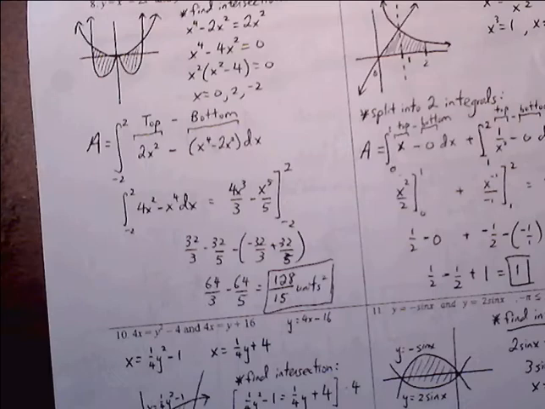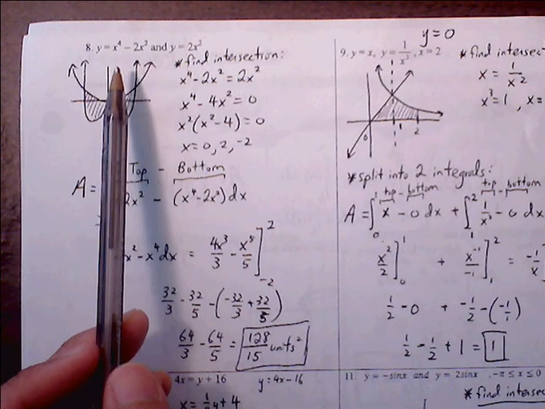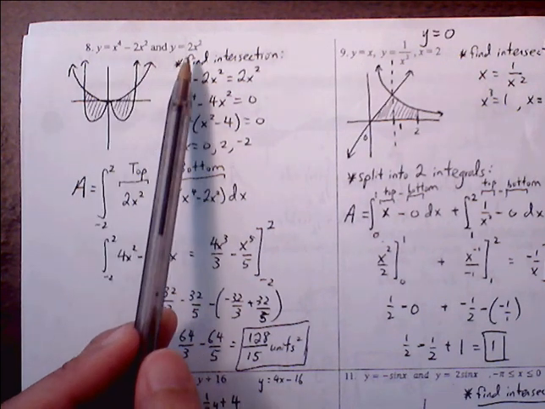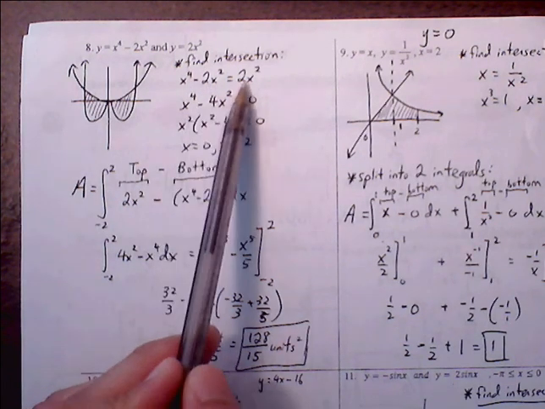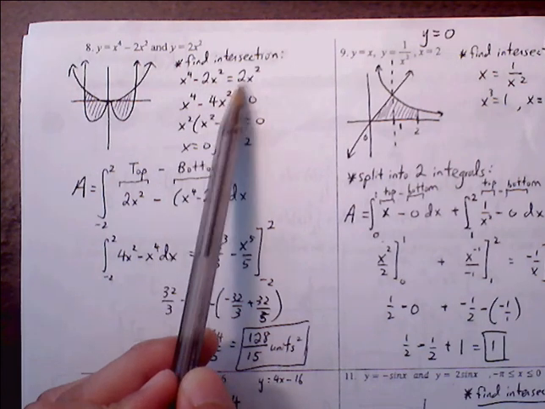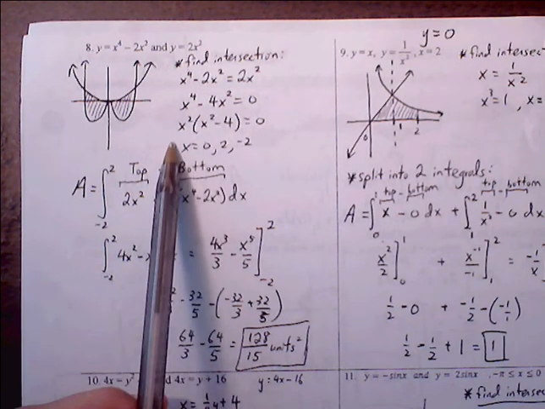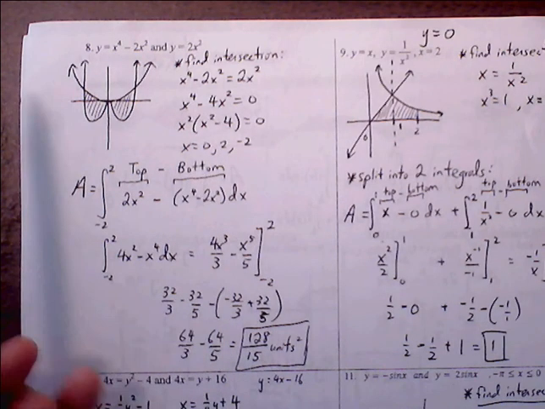Number 8, we have y is equal to x to the 4th minus x squared, and y equals 2x squared. First thing we do, we find the intersection. We can set the two equations equal to each other. x to the 4th minus 2x squared equals 2x squared. Bring everything to one side. Factor out the x squared. We get x equals 0, 2, and negative 2.